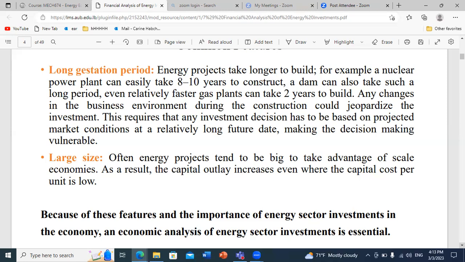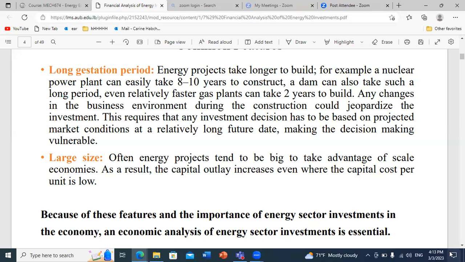Any changes in the business environment during the construction could really put the investment at risk. This requires that any investment decision be based on projected market conditions at a relatively long future date, which also makes the decision more risky and not simple to make.